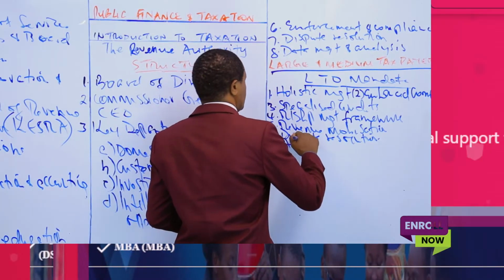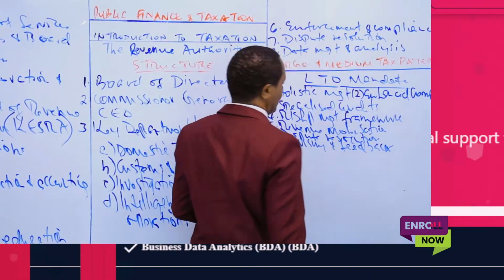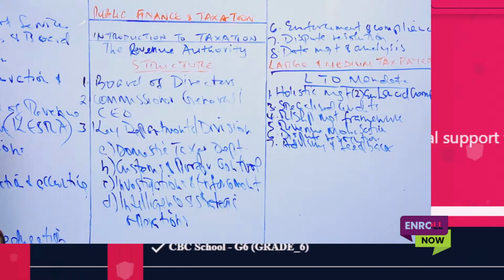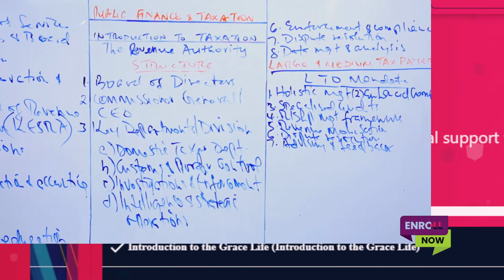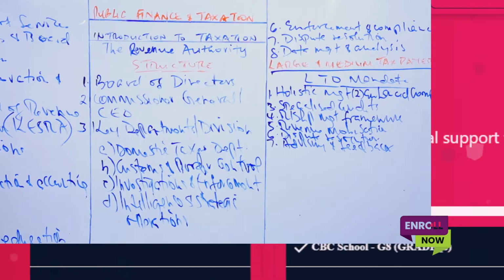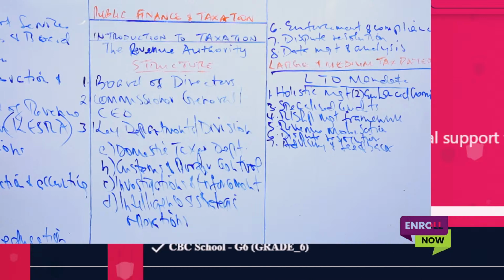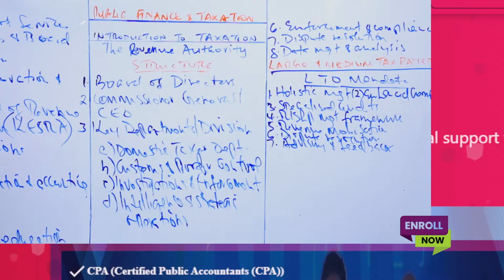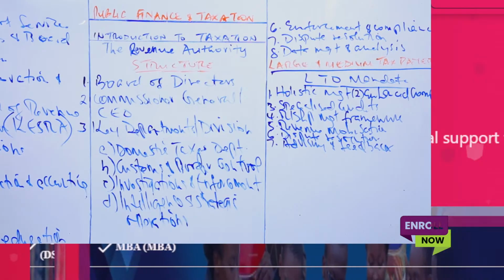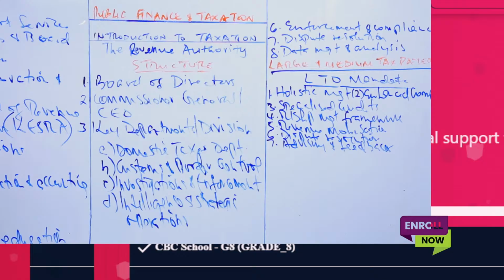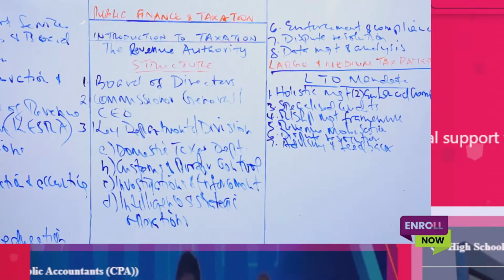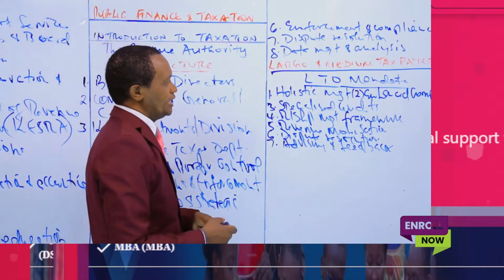7, advisory and feedback. The Large Taxpayers Office provides insights and feedback to KRA's policy development regarding the impact of tax laws on large businesses. That is the LTO mandate.